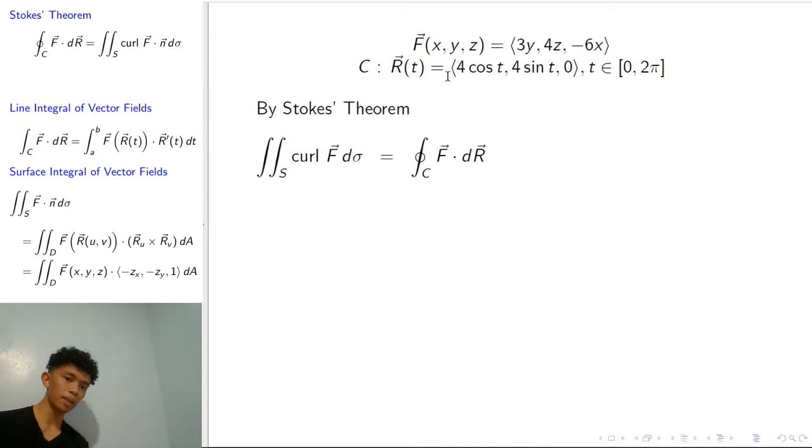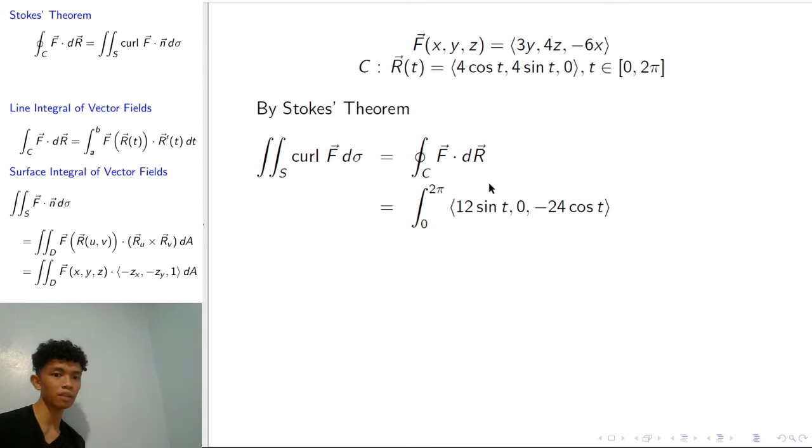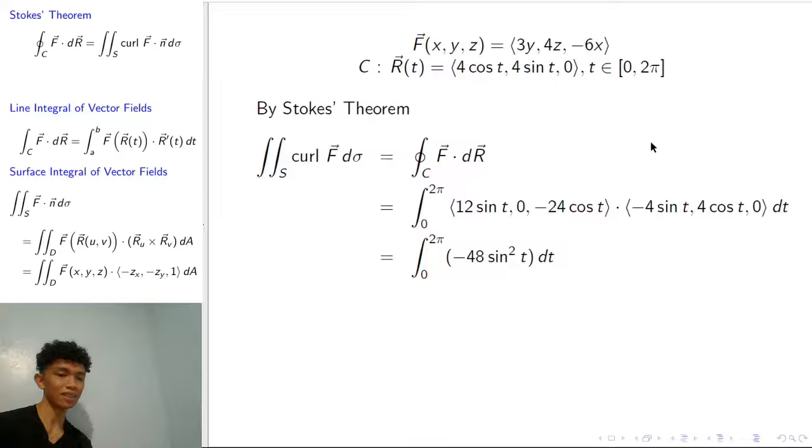So we can just write, by Stokes' theorem again, this is just the integral from 0 to 2 pi. We replace every x by 4 cosine t, every y by 4 sine t, and every z by 0 to get this. You'll get 12 sine t, 0, negative 24 cosine t to be dotted with your derivative of r, which is, of course, negative 4 sine t, 4 cosine t, 0. So the second and the third component happily is just 0. So you'll have only for the dot negative 48 sine squared t.